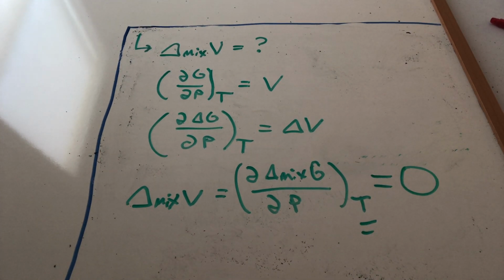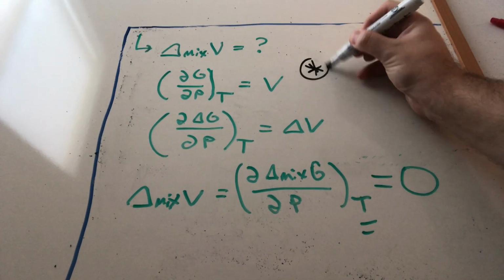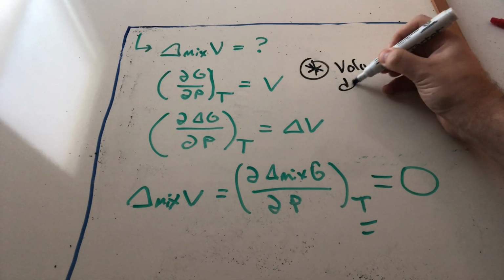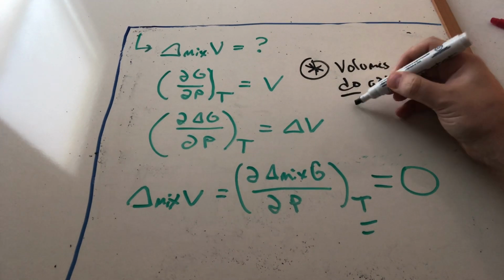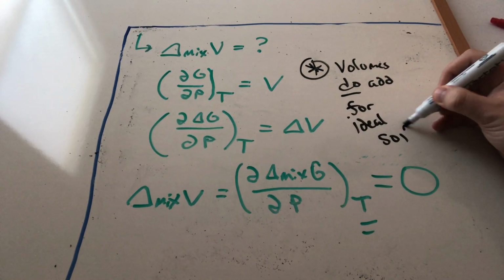That means that delta mix V is equal to 0, right? Now, this is an important thing because what we say in chemistry all the time is you can't assume volumes add. What does this tell us? Volumes do add, all right, for ideal solutions. Now, how does it tell us that?